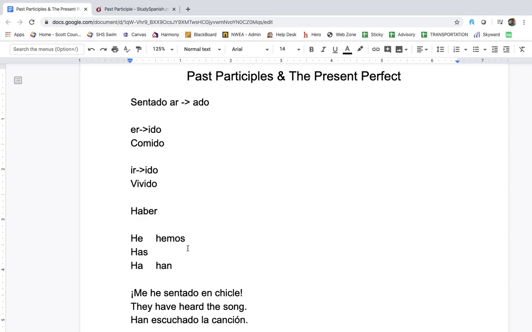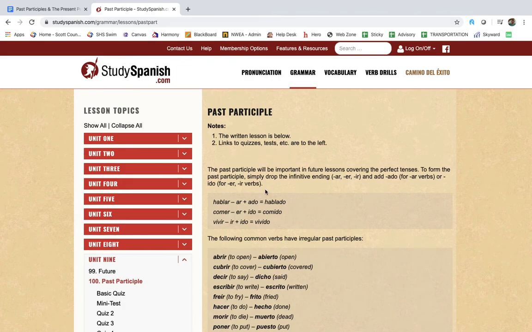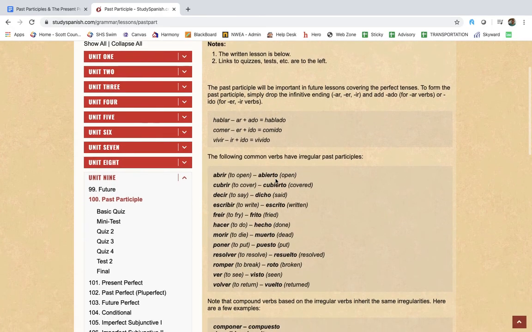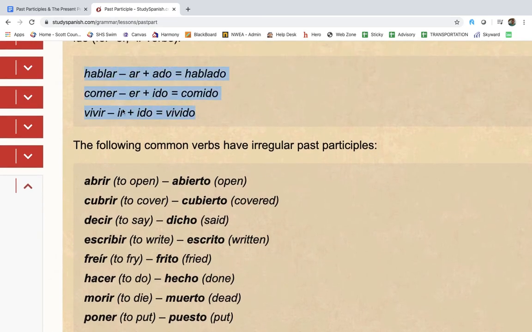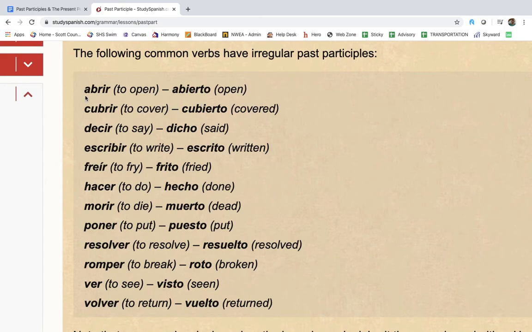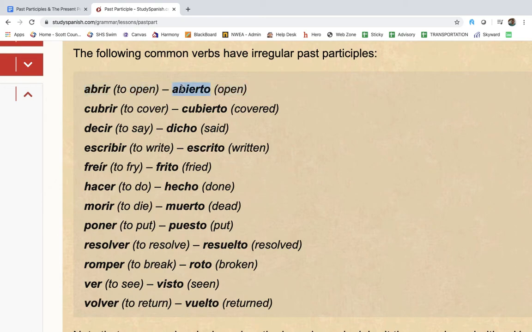If you guys have any questions, please email me and I can answer those. Also, be sure you check out the past participles page on studyspanish.com, because this is where it's going to tell you what the irregulars are. So here it tells us the pattern that I just explained, but then there's a few irregulars as well. So we wouldn't say he abrido la puerta. That's not how it works. It's an irregular. He abierto la puerta. I have opened the door. Han dicho la respuesta. They have said the answer. Todavía no hemos muerto. We still haven't died.